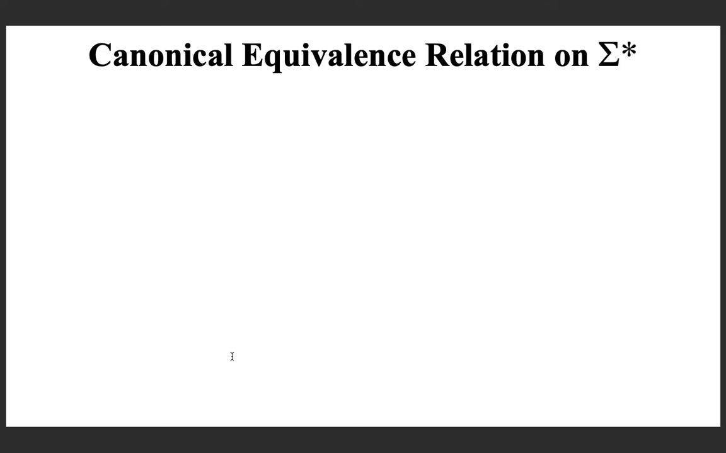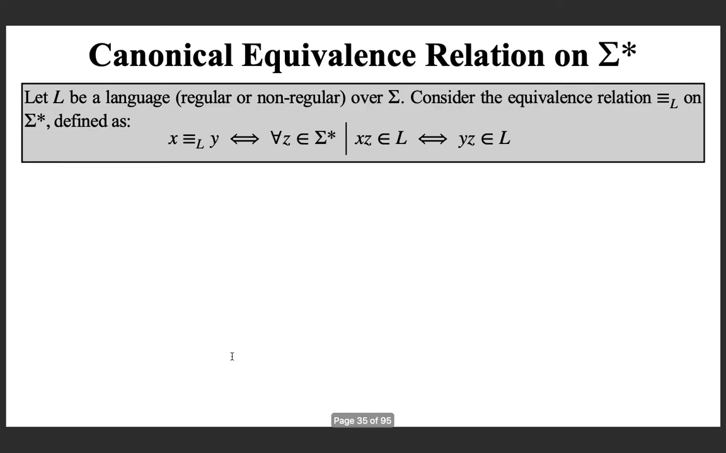Okay, now is the time for setting the basis for the Myhill-Nerode theorem. First, we are going to discuss a canonical equivalence relation on the strings of an alphabet set. Consider this relation. Let L be a language. L can be regular or non-regular, over an alphabet set sigma. Now, consider the equivalence relation on sigma star defined as this.